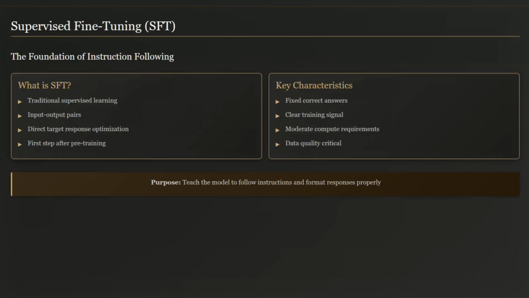Let's start with supervised fine-tuning, the foundation of instruction-following models. SFT is traditional machine learning at its core. You have input-output pairs, and you train the model to predict the output given the input. The key here is supervised. Every training example has a clear, correct answer that you're teaching the model to reproduce.